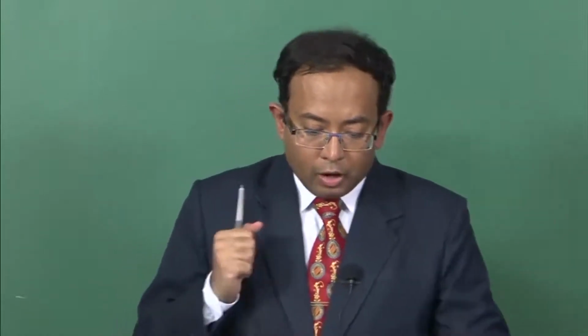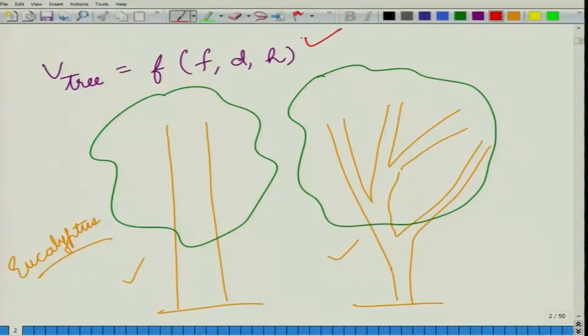So, maybe there was some insect attack or maybe some disease that led to any epicormic growth. All the trees in your forest stand will be different. So, if you wanted to find out the volume of your trees using this formula, you will have to measure the form factor for every tree, the diameter for every tree and the height for every tree.